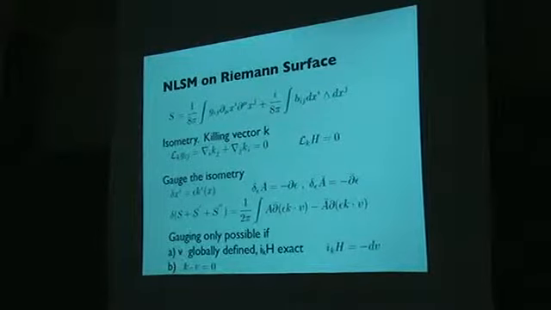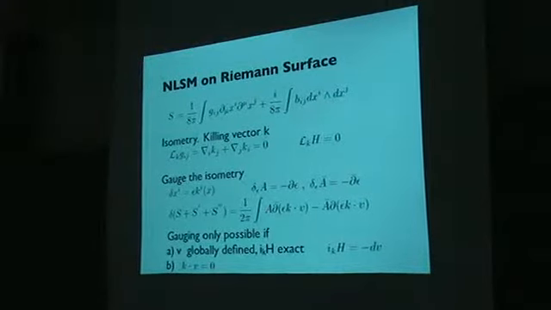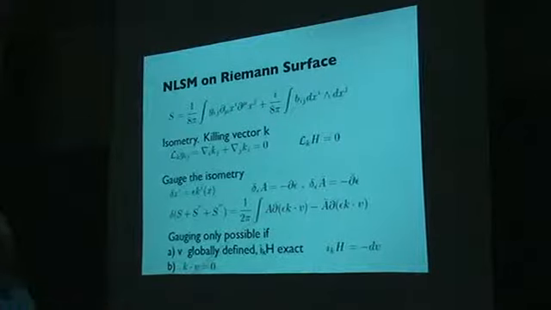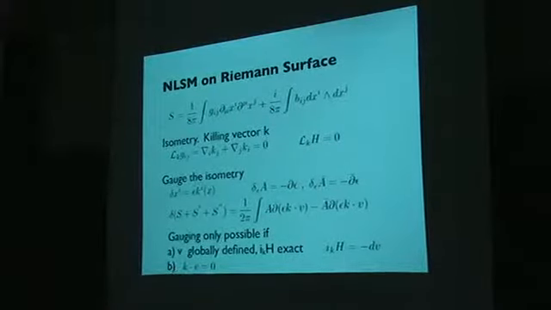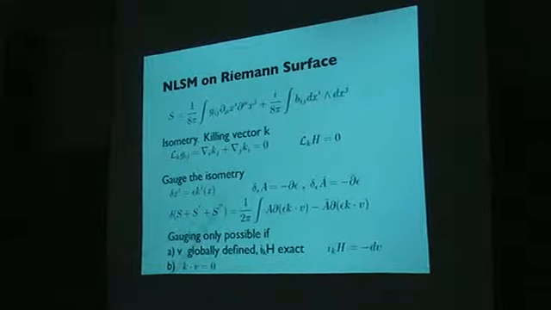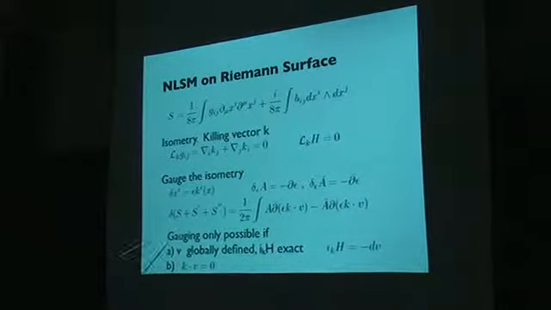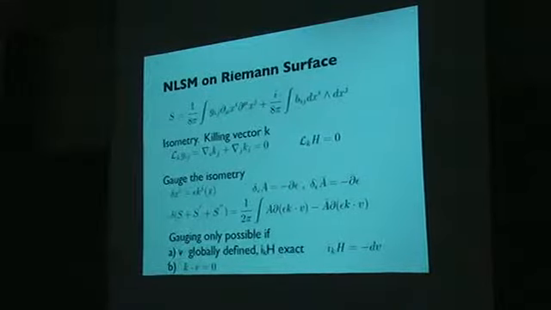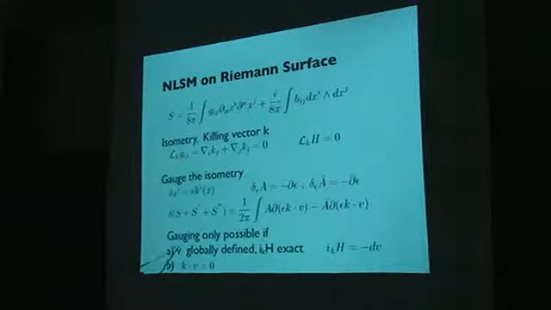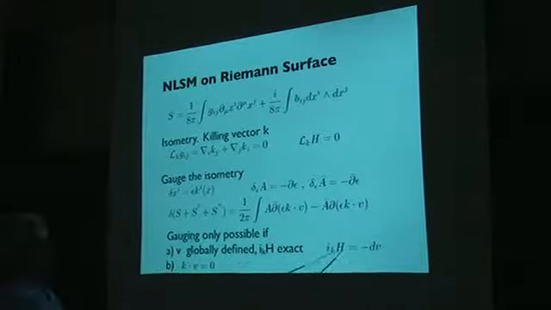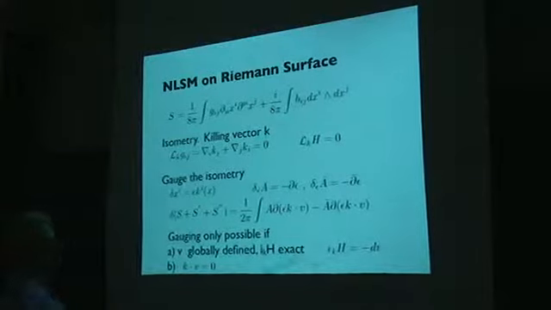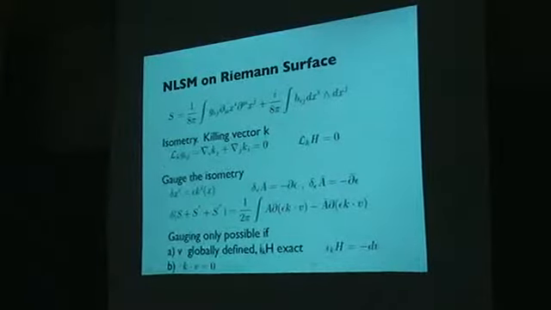And we saw that the gauging was only possible if k dot v was 0. Also, for the sigma model with the couplings in S prime to be well defined, it required the one-form v to be globally defined, so that this was in fact exact, so that v was a globally defined form.